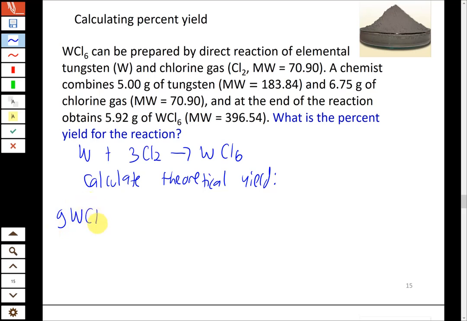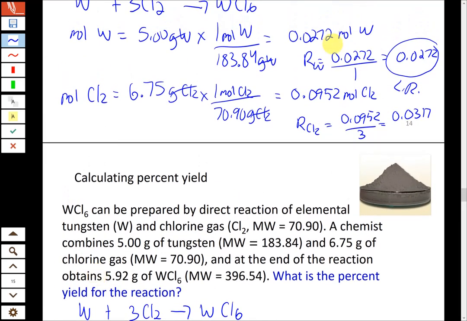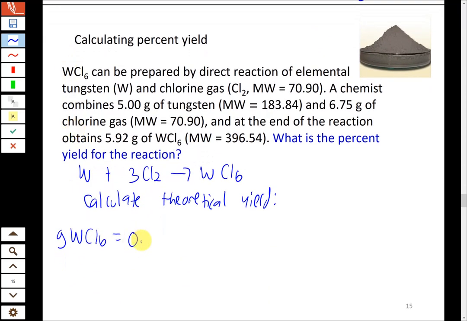So we're looking for how much WCl6 can form, and we're going to start with moles of limiting reactant. The limiting reactant is tungsten W, and there's 0.0272 moles. So that's going to be our starting point, moles of limiting reactant. And then we can get moles of product. It's a 1-to-1 mole ratio. So 1 mole of WCl6 is going to form for every 1 mole of W that reacts. So that number is the same number of moles of product. And then to get grams of product, we're going to use its molar mass, which is given here as 396.54.